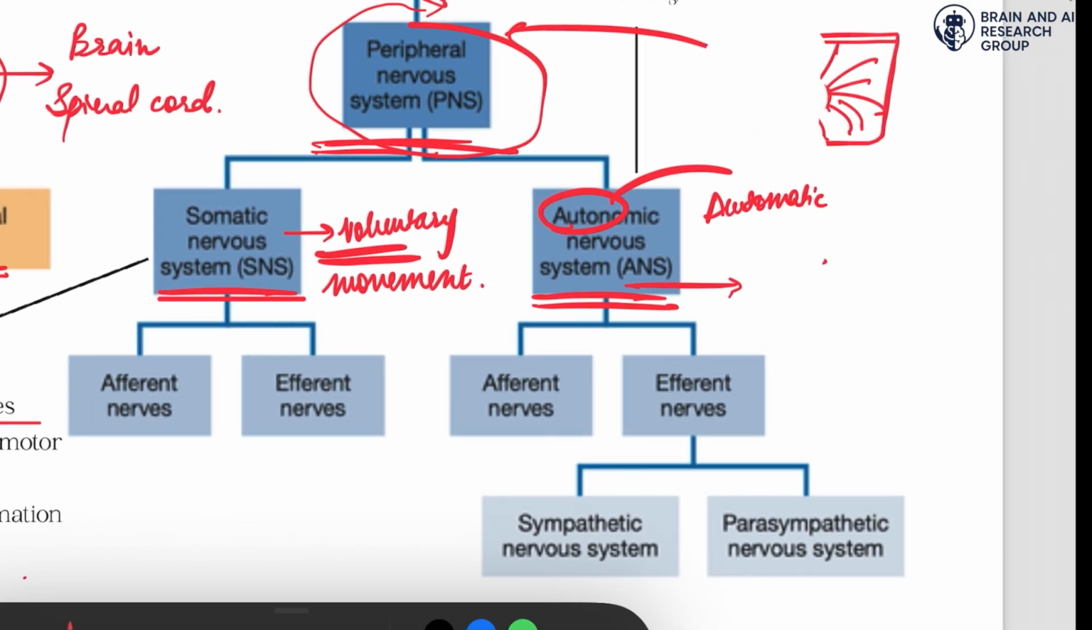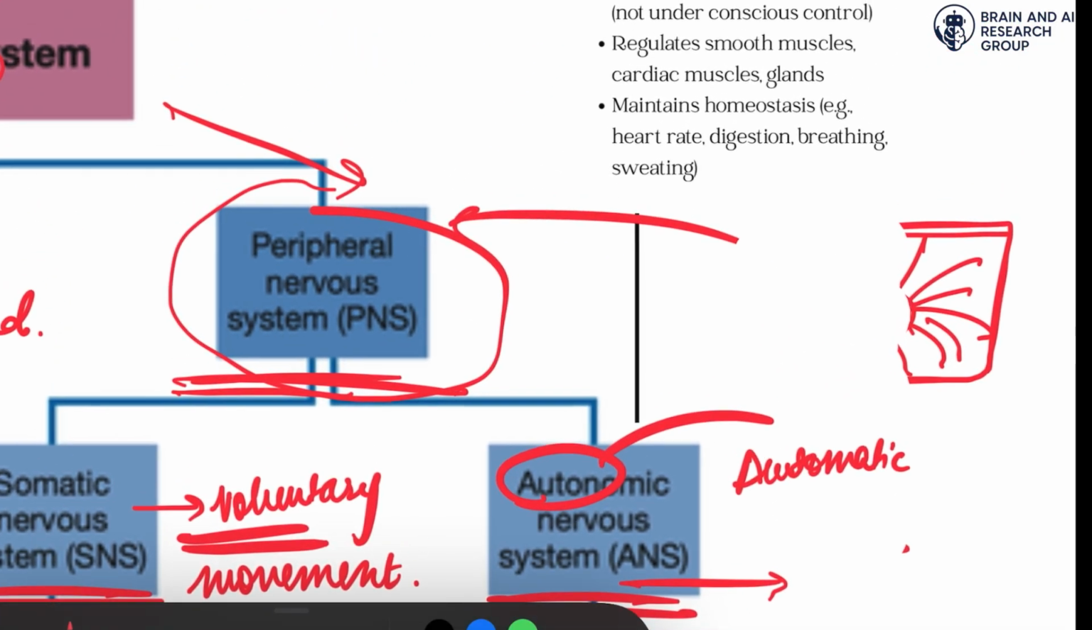Then coming back to the autonomic nervous system, as mentioned here, it controls the involuntary functions, not under our conscious control. It regulates our smooth muscles, the cardiac muscles and the glands. You can't control how much hormone is being secreted from your glands. You can't control everything, okay? So that is being taken care of by the autonomic nervous system.